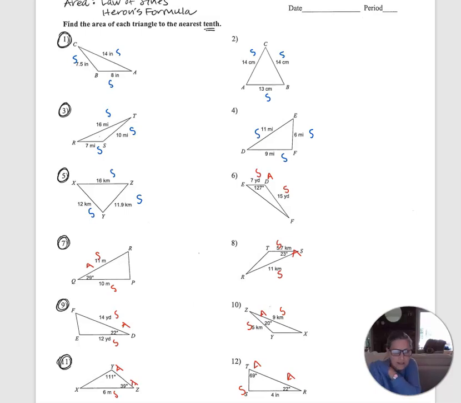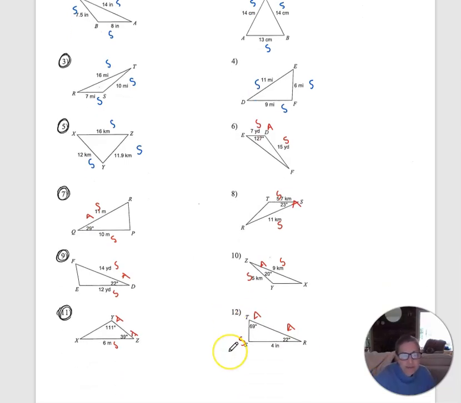Now, let's look at these two down here, 11 and 12. I don't even think I realized that they were on the worksheet. But what you'll have to do here is use the law of sines first. So let me show you what this is going to look like. Okay, so 39 goes to, let's call this B, and 111 goes to, we'll call this A.